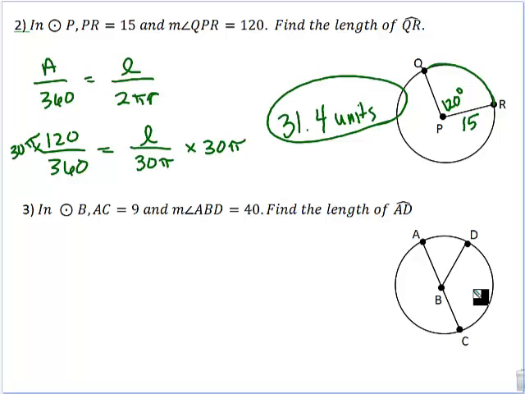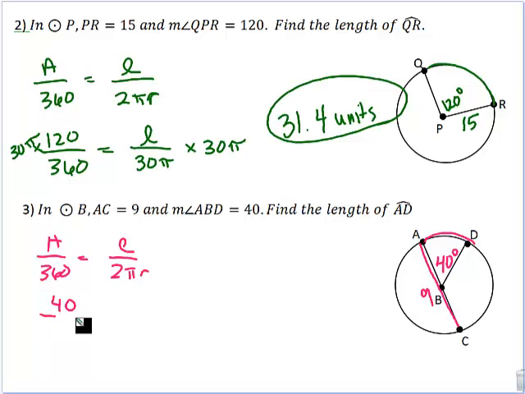In circle B, AC is 9. The measure of angle ABD is 40. Find the length of AD. So A to C is 9. ABD is 40 degrees, and we want to find what the AD is. Yeah, so the same idea. So angle measure over 360 is equal to arc length over 2 pi r, or the circumference. So what's our angle measure? 40 over 360 is equal to the arc length over. Well, now, this says 2r.